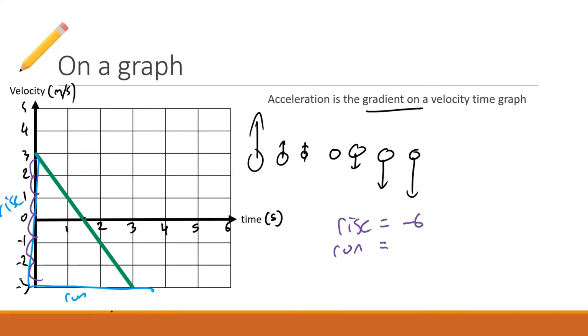How far have I run by? I don't know. 3? 3. Okay. 1, 2, 3. So therefore, the acceleration is rise over run, and that's going to be -6 over 3, which is -2 meters per second squared. That's it.